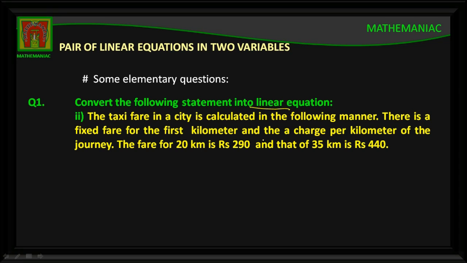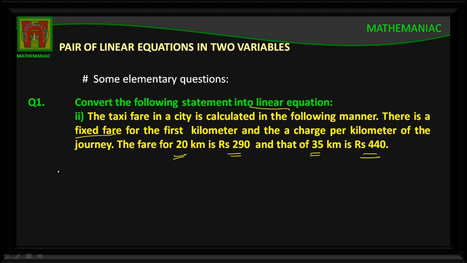That means there is a charge per kilometer for the subsequent kilometers, right? So there is a fixed fare for the first kilometer, and for each subsequent kilometer there is another fixed fare. One person has paid rupees 290 for a 20 kilometer journey, and another person has paid 440 rupees for a 35 kilometer journey. What are the corresponding equations?